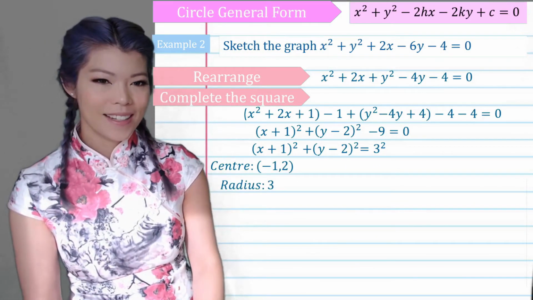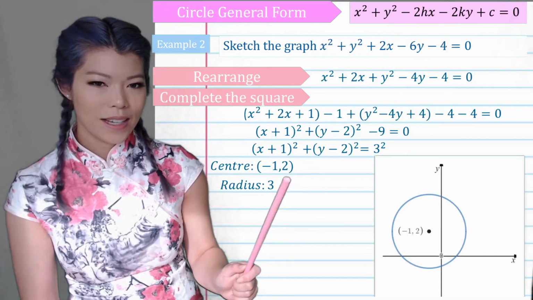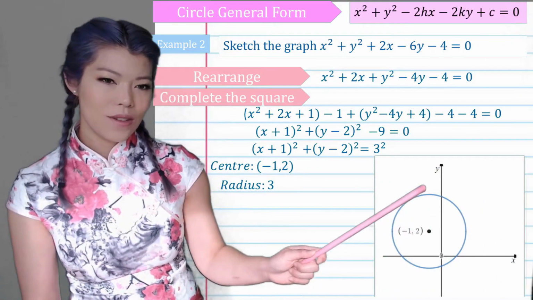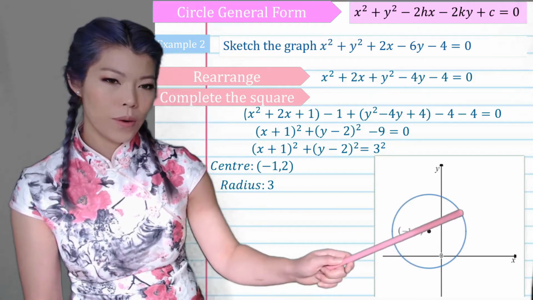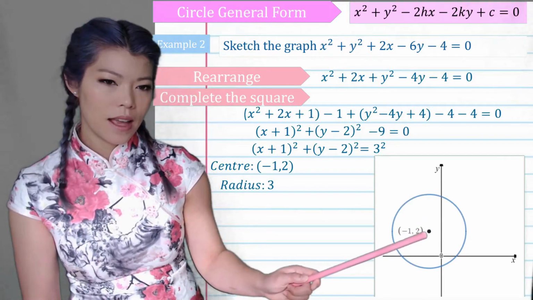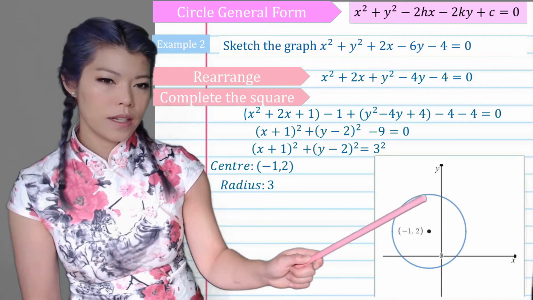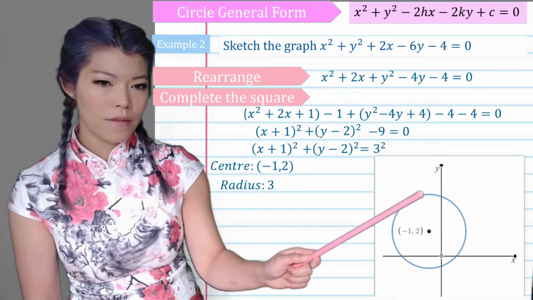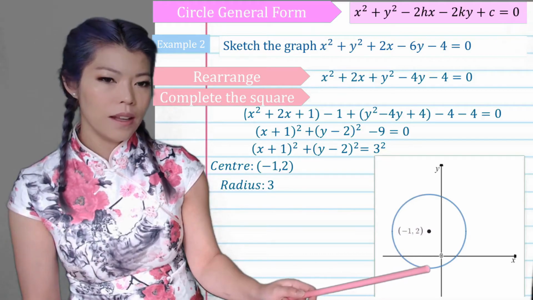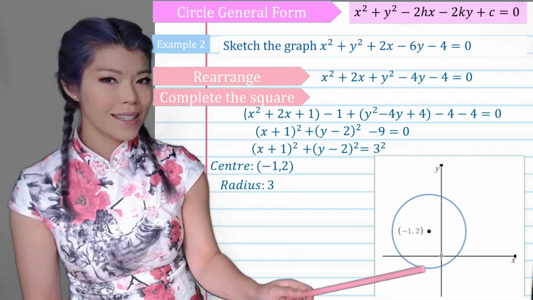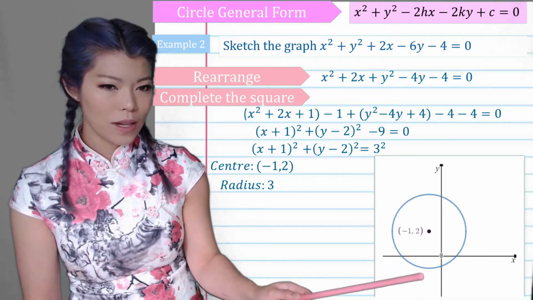So now we can sketch it. Our center is negative 1, 2. And you could label all 4 points by keeping the x value the same for here. So negative 1, negative 1. And then 2 plus 3 is 5, so it'll be negative 1 and 5. This point here will be negative 1, and 2 minus 3 is negative 1.